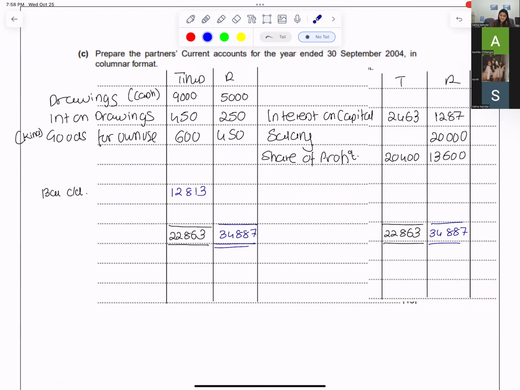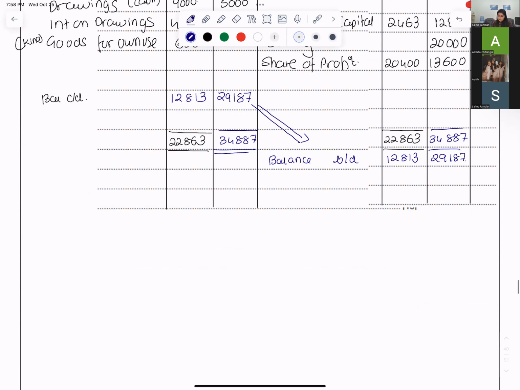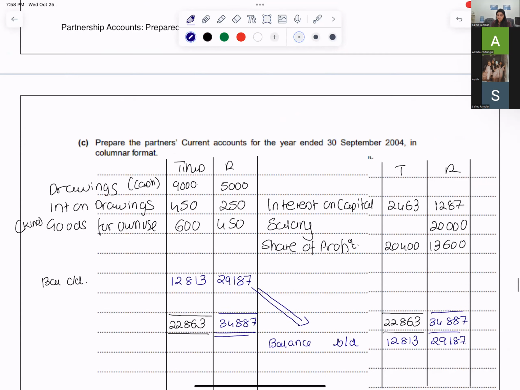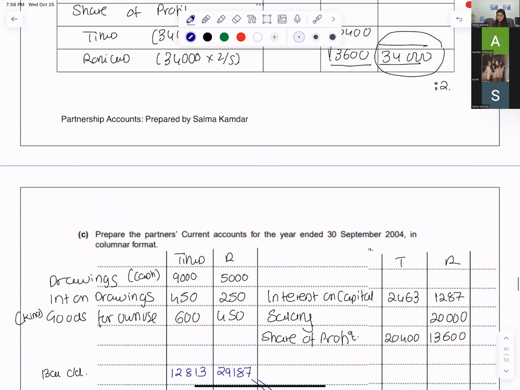What is the amount that you're getting? 29,187. Same thing you have to bring down. Don't forget to bring down your balance. So it is 12,813 and 29,187. So with this, we complete the sum where you had to make an appropriation account and a current account.